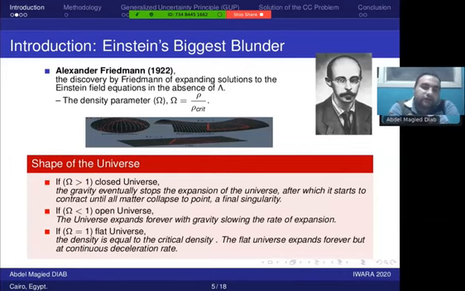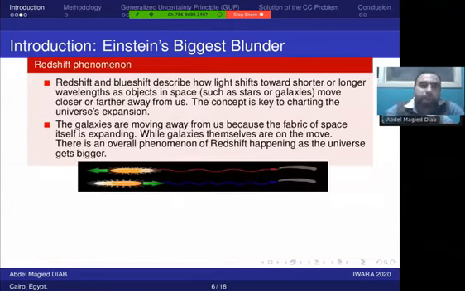In the third case, the density parameter is equal to 1, and the universe is flat. In this case, the density of the universe is equal to the critical density of the universe, and the flat universe expands forever, but at a continuously accelerating rate.